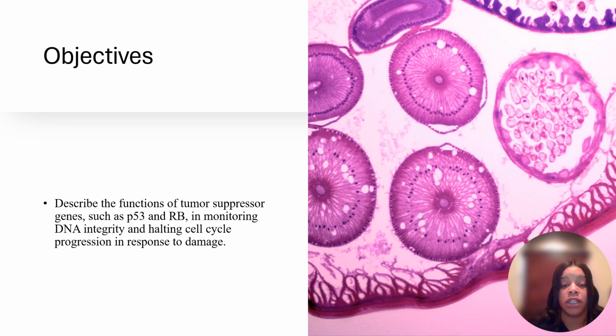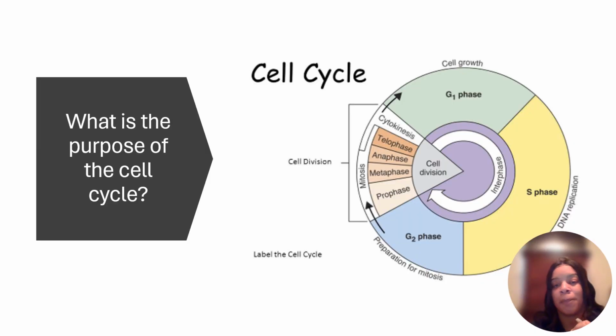And finally, discuss the functions of tumor suppressor genes such as P53 and RB in monitoring DNA integrity and halting cell cycle progression in response to damage. Okay, so let's dive right in.